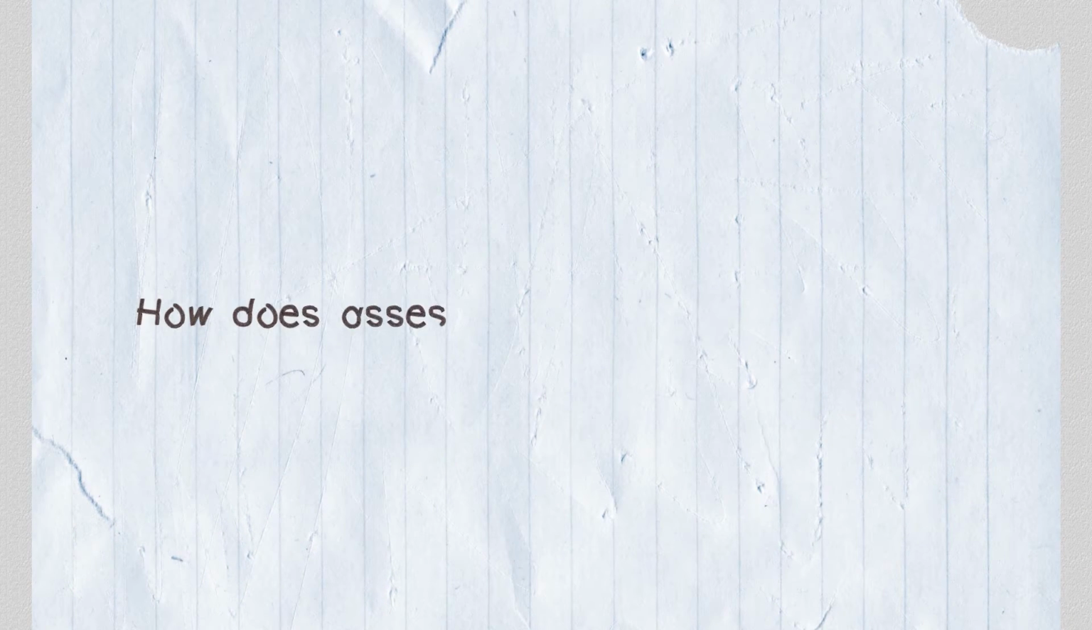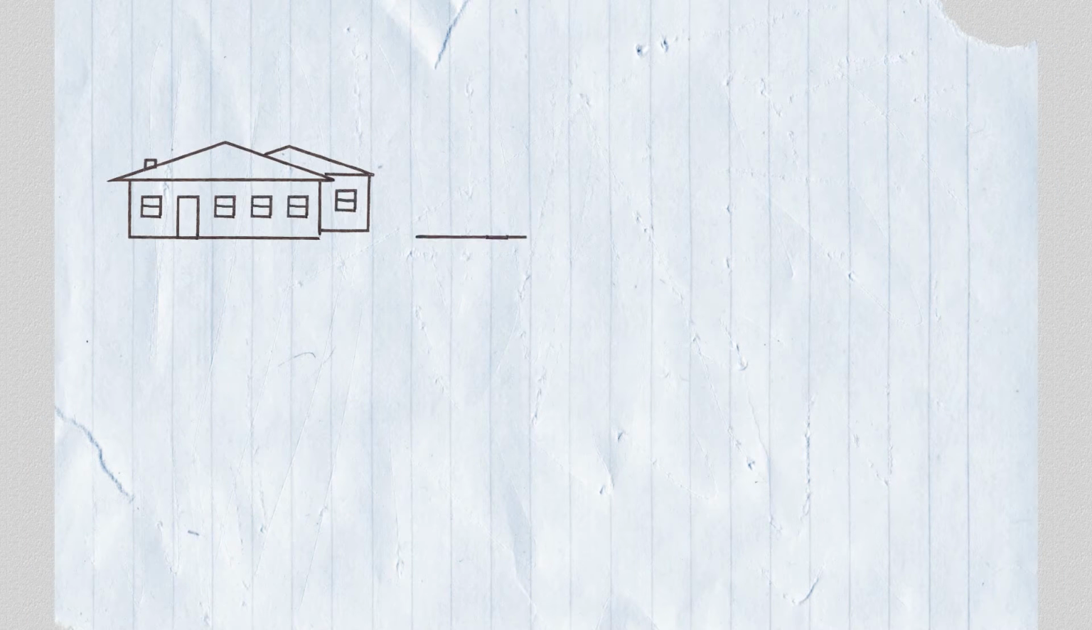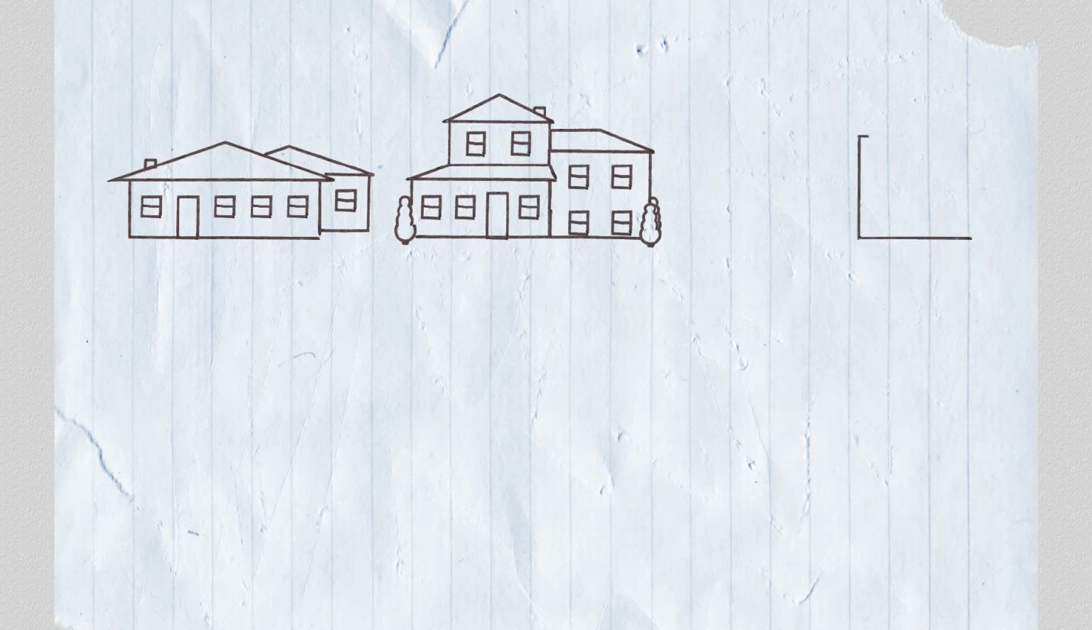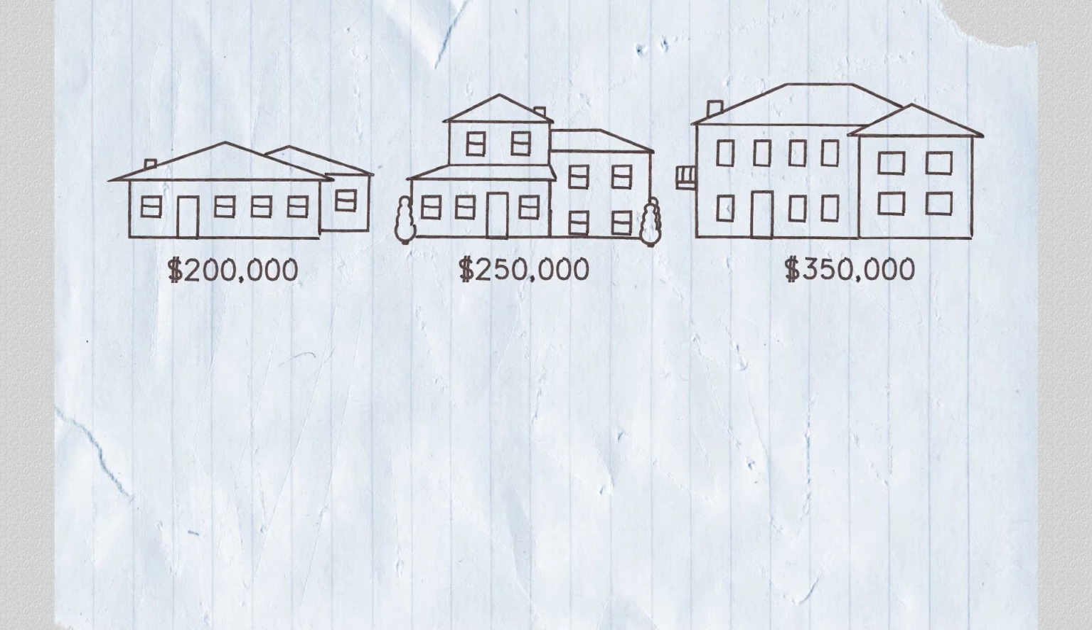I want to explain to you how assessment and taxation work. Let's start off by creating a small municipality with only 3 houses. Each house is different and has a different value. The first house has a market value of $200,000. The second house has a value of $250,000. The third house is valued at $350,000.